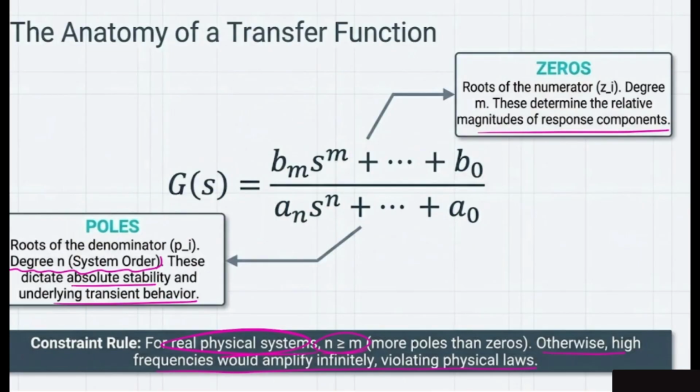Because there's a rule, the constant rule, that says that in a real physical system, if the degree of your poles is bigger than your zeros, or the number of poles is bigger than the number of zeros, we have something like this, and everything is okay. Everything is, at least at some point, stable. Otherwise, high frequencies would amplify the intensity of the system itself, violating the physical laws. That is one thing that we saw in that bridge itself.